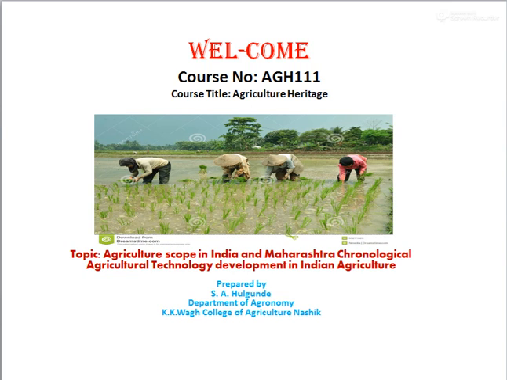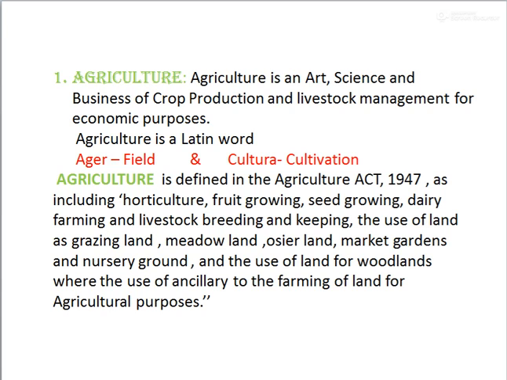Today's topic is Agriculture Scope in India and Maharashtra, Chronological Agriculture Technology Development in Indian Agriculture. In this topic, first we will see what is agriculture. Agriculture is an art, science and business of crop production and livestock management for economic purposes. Agriculture is a Latin word: agar means field and cultura means cultivation.